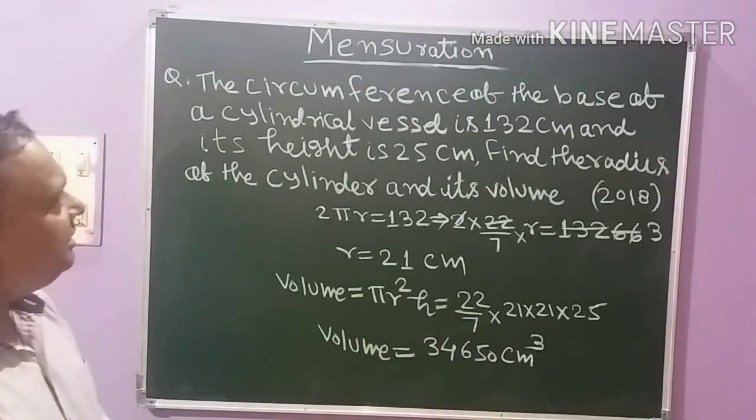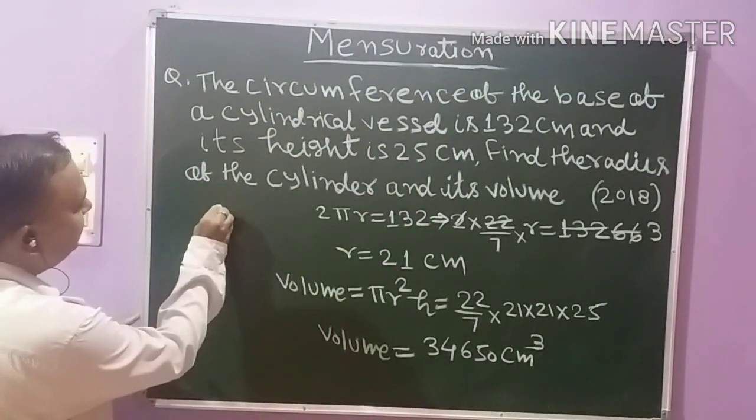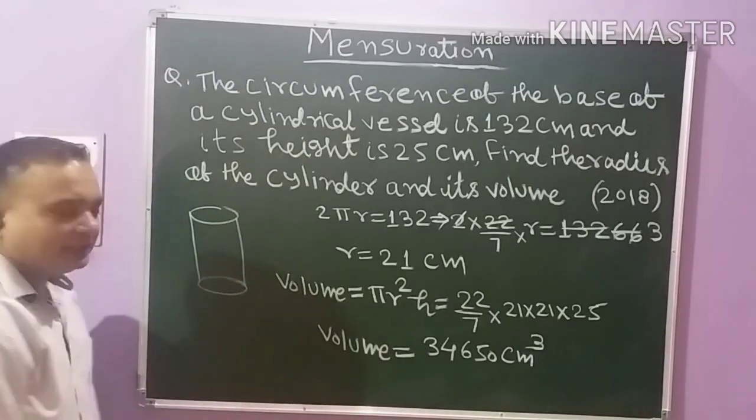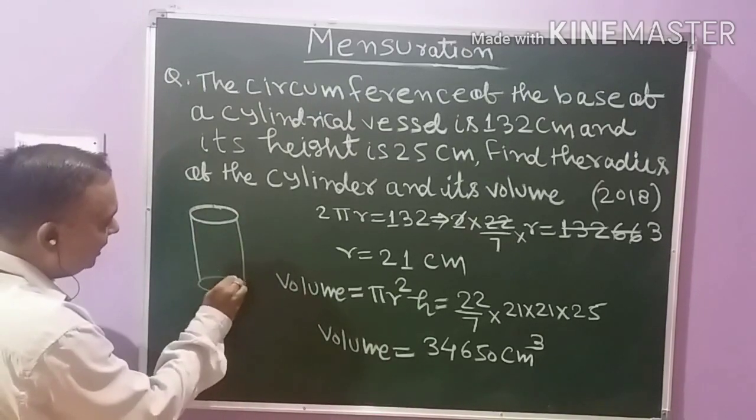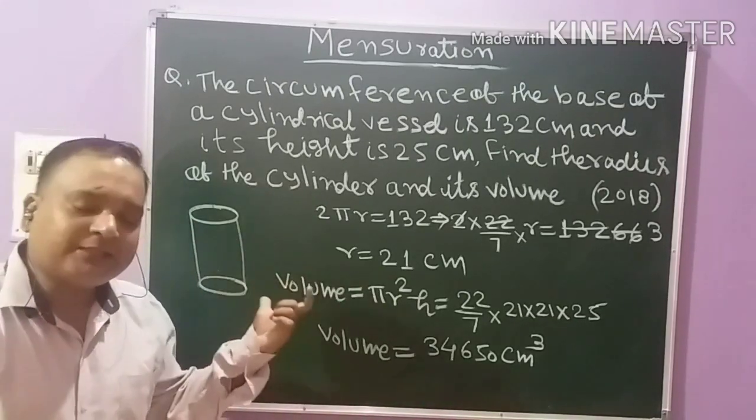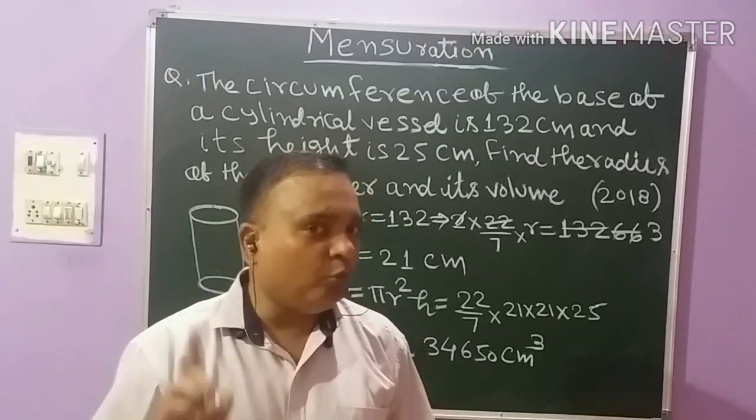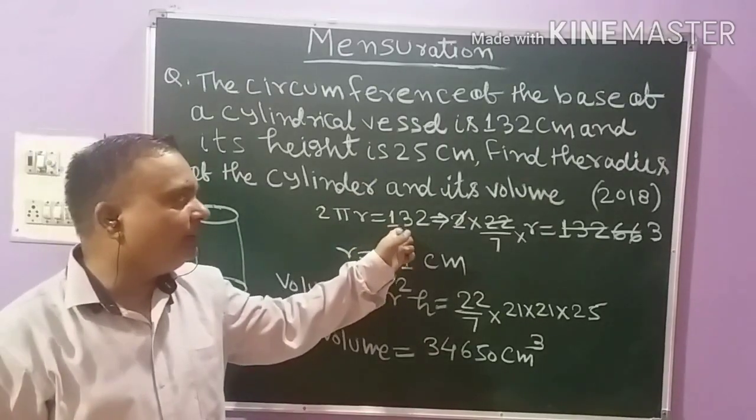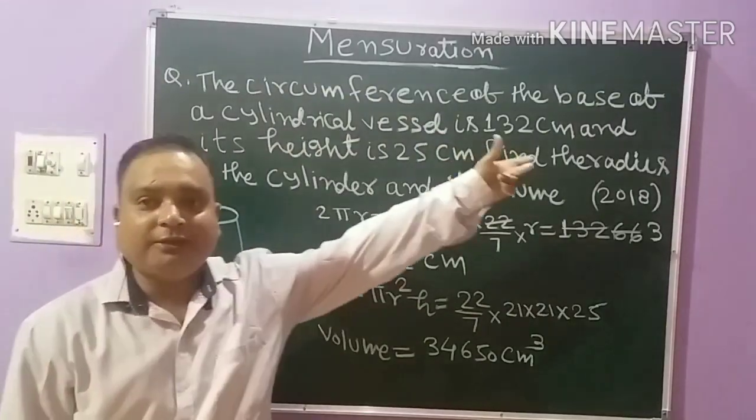Okay. Now we have given the circumference of the base of cylinder. We know that this is cylinder. Now what is the circumference? The total length of this circular part. And if it is a circular part, we know that the circumference of circle is 2 pi R. So can we write 2 pi R equal to 132? Why do we take 132? Because it is given circumference of the base.